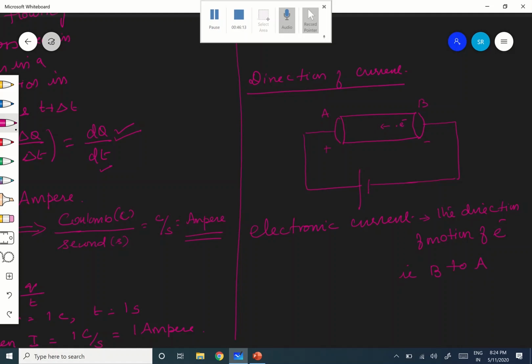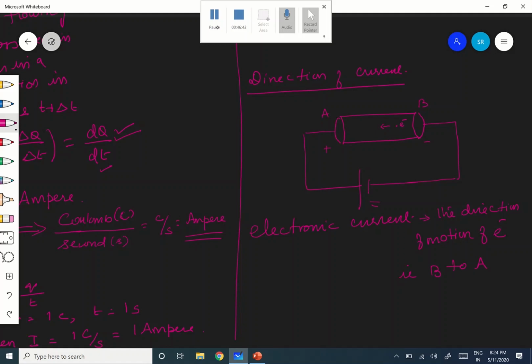Because the electrons, once connected to a battery, some cell, an external supply, only then will electrons start moving in a particular direction. Before that, the electrons will be randomly moving. So once you connect it to an external supply source, that is the EMF of a cell or battery, the electrons will be moving in a particular direction.